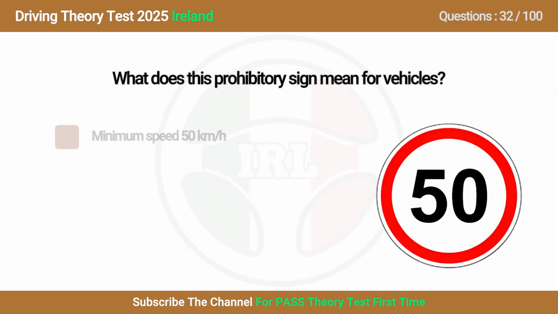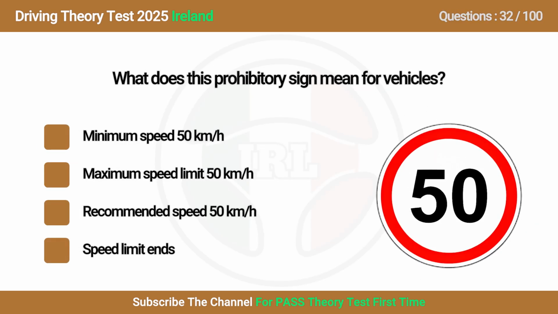Question 32. What does this prohibitory sign mean for vehicles? A. Minimum speed 50 kilometers per hour. B. Maximum speed limit 50 kilometers per hour. C. Recommended speed 50 kilometers per hour. D. Speed limit ends.